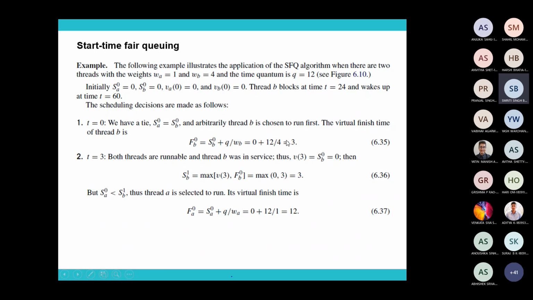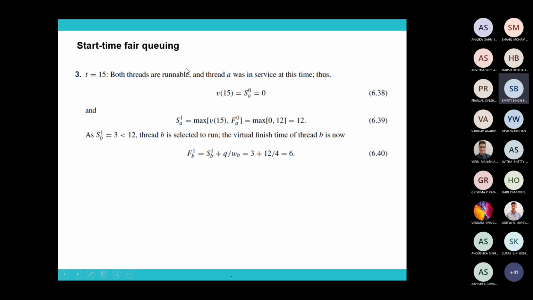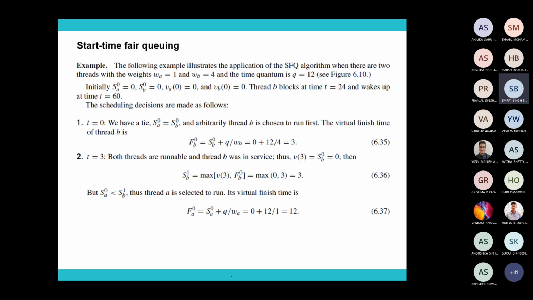Now you see one example. Maybe this example is very lengthy, so we'll see it in the next lecture. For the time being, let's say that the start time is 0, the time quantum is 12, and the weight assigned to that particular thread is, let's say, 4.